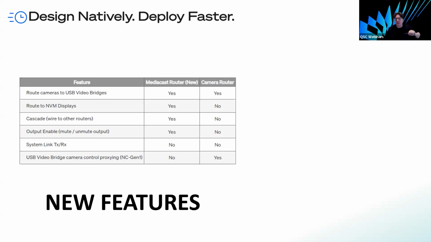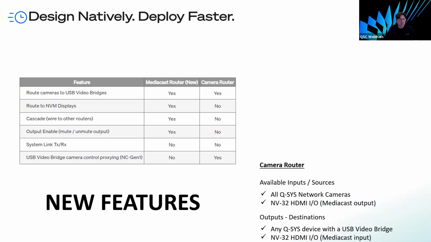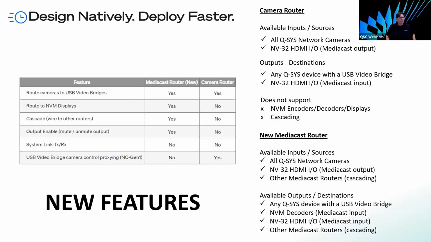I think that the new MediaCast router is still under development, and there's some things that may actually change over time with that. But we're gonna walk through some of these differences here. The camera router works with all our Q-SYS cameras, just like it always has. It works with the MV32. Remember, you can actually run a MediaCast output to an MV32.